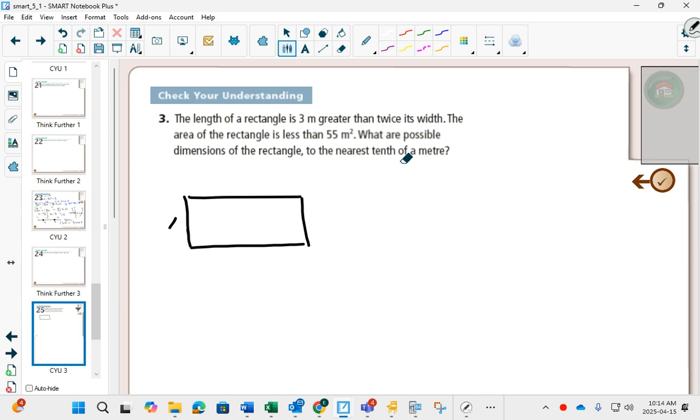So if I decide to make my width x, my length is 3 meters more than twice, so twice would be 2x, 3 meters more would be plus 3, and now I have a rectangle. The second sentence is talking about the area of a rectangle. So I might be like, oh, I know how to find area. Area is length times width.